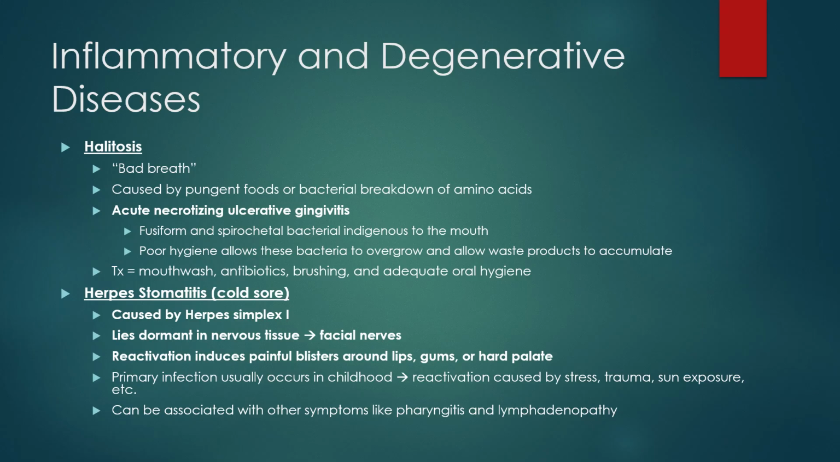Now, when halitosis becomes severe, we may be dealing with acute necrotizing ulcerative gingivitis, also known historically as trench mouth. Yes, actual trenches, as in World War I. This condition involves fusiform and spirochetal bacteria, tissue necrosis, ulceration, extremely foul odor, and gingival bleeding and pain. Histologically, you'll see necrotic epithelium, dense bacterial infiltrates, acute inflammation, tissue destruction.